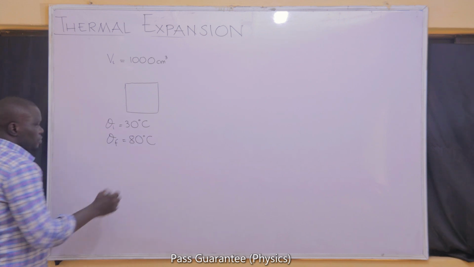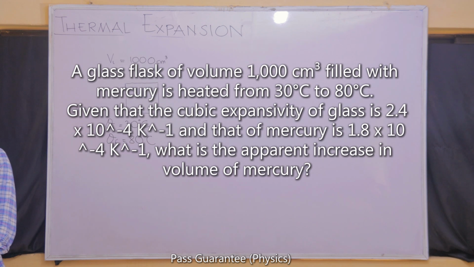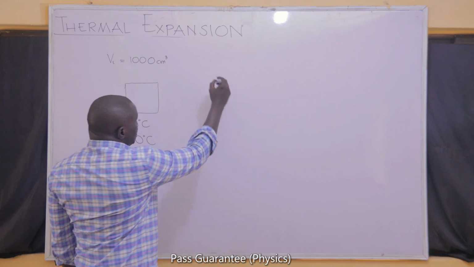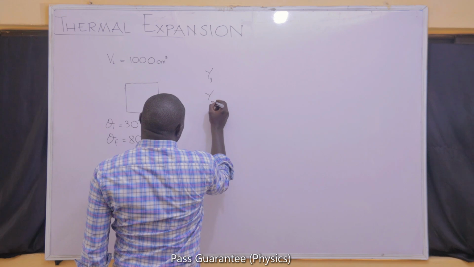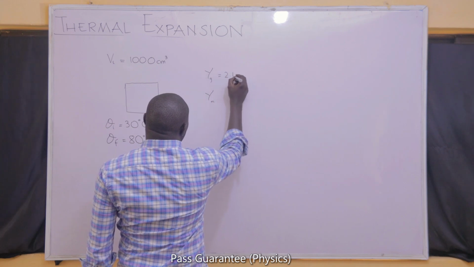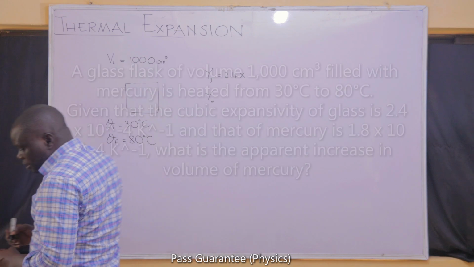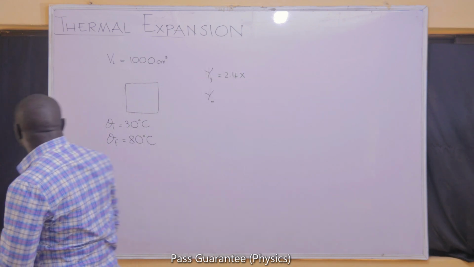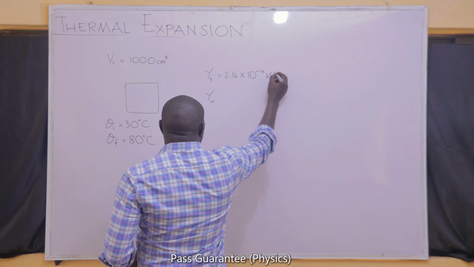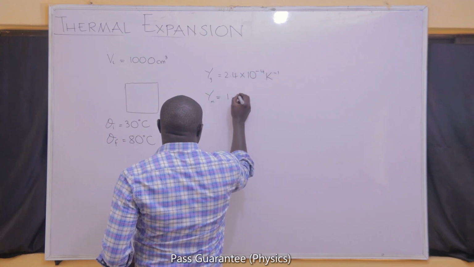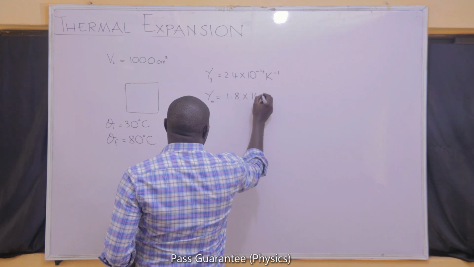If the cubic expansivity of glass and mercury are 2.4 times 10 raised to the power minus 4 per Kelvin and 1.8 times 10 raised to the power minus 4 per Kelvin, the cubic expansivity of glass is 2.4 times 10 raised to the power minus 4 per Kelvin, while that of mercury is given to be 1.8 times 10 raised to the power minus 4 per Kelvin.